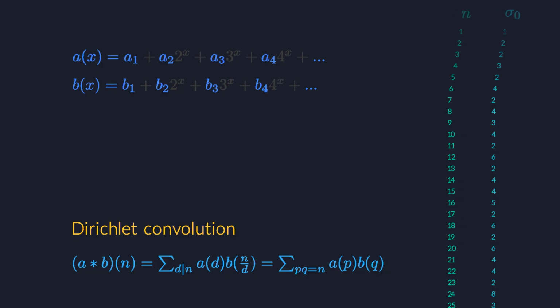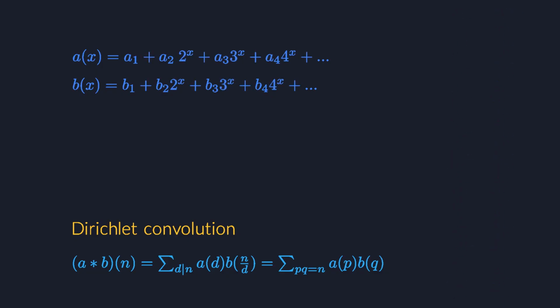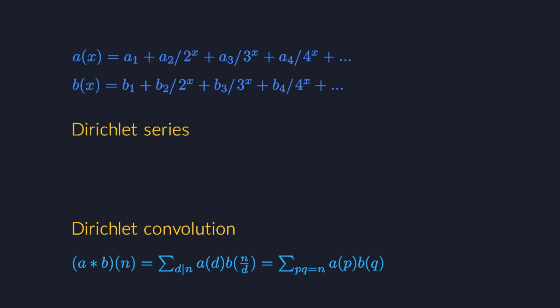By the way, we would get the same result if we move the exponentials down into the denominators. Written like this, the expression is called a Dirichlet series. The multiplication process works exactly the same, so it still uses the Dirichlet convolution.